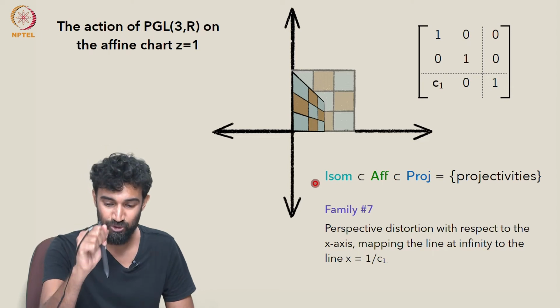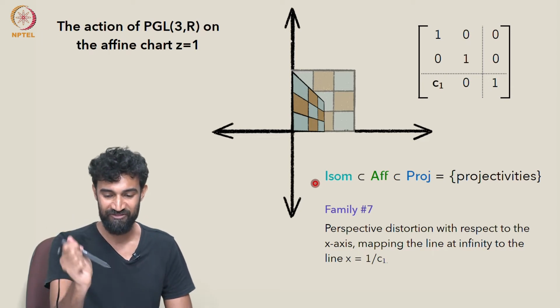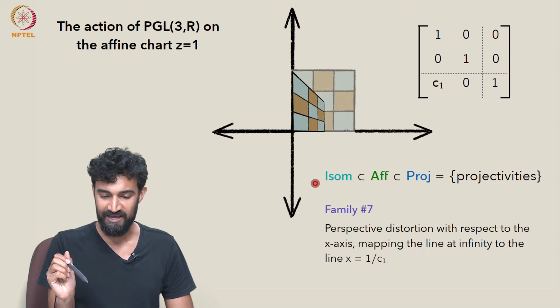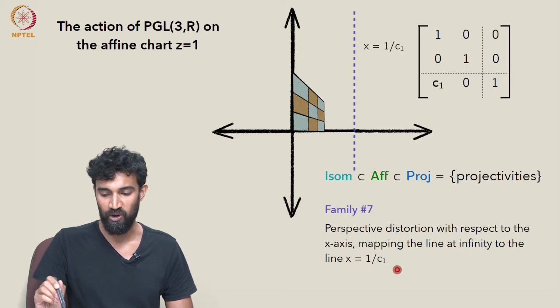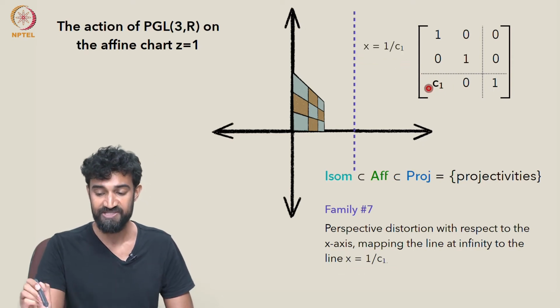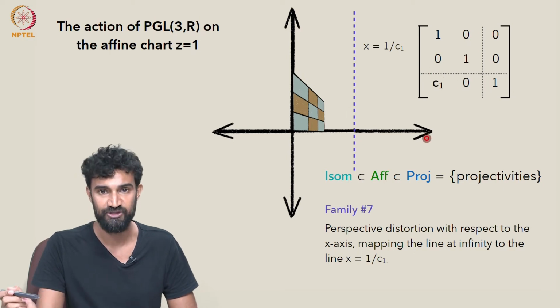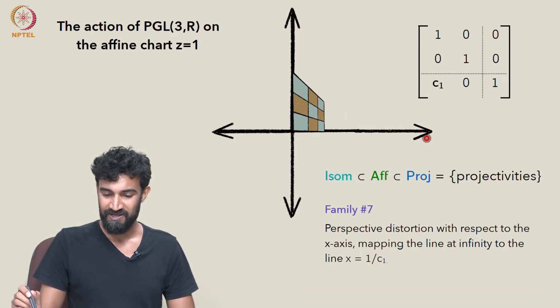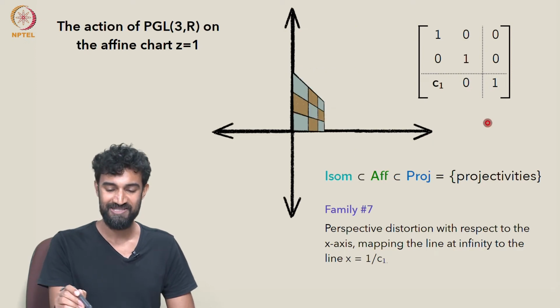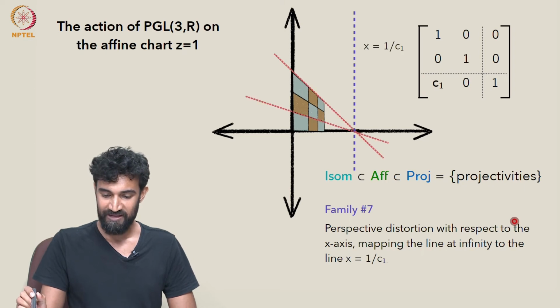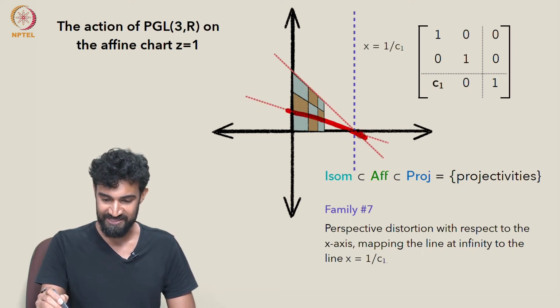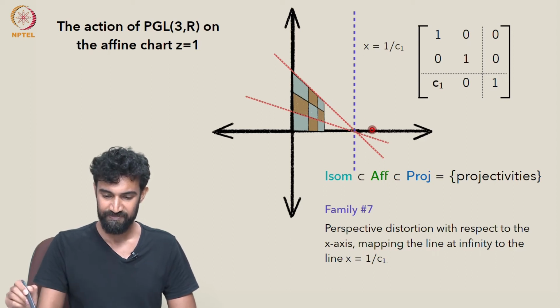Basically, you can imagine pushing the x-axis out, away from us. And it maps the line at infinity to the line x equals 1 over c1, where c1 is the entry in this lower left corner of the matrix. So you can very concretely realize this perspective distortion with a very simple matrix. And you can see that, yes, this is indeed the line at infinity. This point here is the point at infinity for all of these guys.